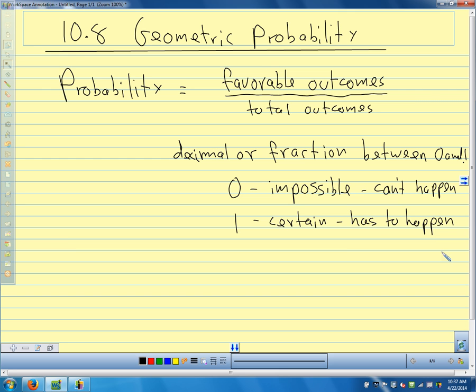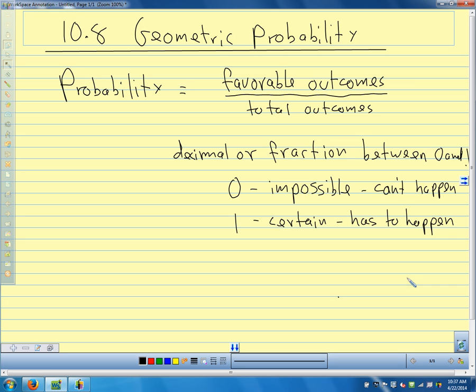And if we convert our fractions or decimals to percentages, our percentages would come out between 0 and 100%. So that's a way to check if you made a mistake. If you get a probability of 325%, you know you've made a mistake. There's something wrong. So we always get a decimal or fraction between 0 and 1. When we convert that to percent, it's between 0 and 100%. 0 says it can't happen, and 1 says it is certain to happen. It has to happen.